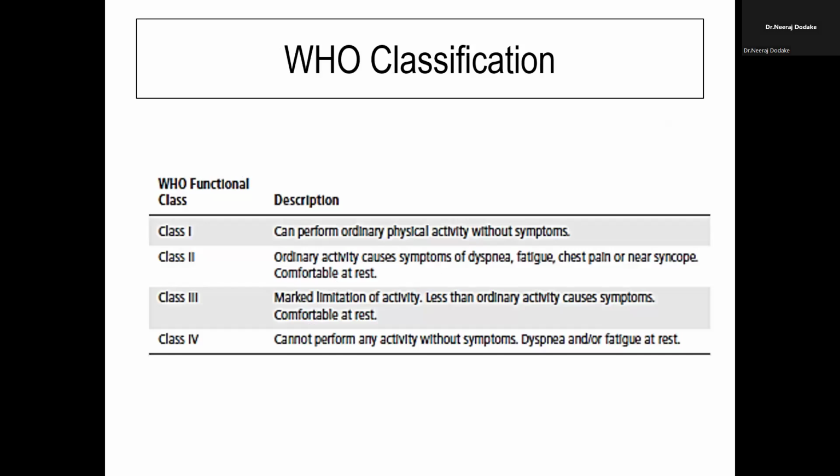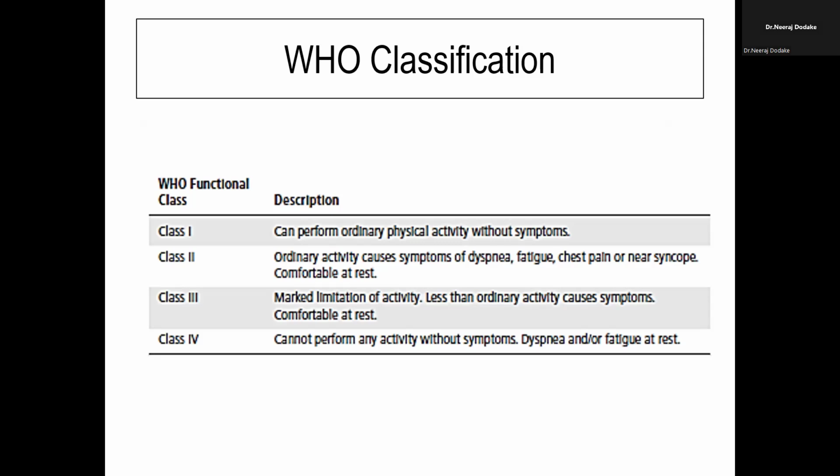Before I go to pulmonary artery hypertension evaluations, we need to understand the classification of pulmonary artery hypertension. What is the WHO classification as far as functional class is concerned? I'm sure all of us understand this. Functional class 1: he can perform ordinary physical activity without symptoms. Class 2: he develops dyspnea or fatigue with ordinary activities, but he's comfortable at rest.